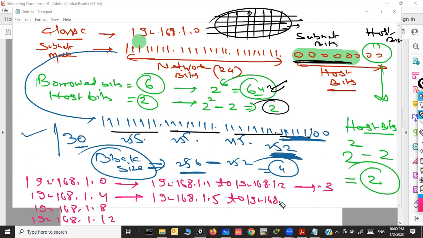Here, 192.168.1.5 to 1.6, only 2 IPs, right? And then .7 is the broadcast address. So that's the way further computation would be done. 2 IPs, a very small network with only 2 IPs.